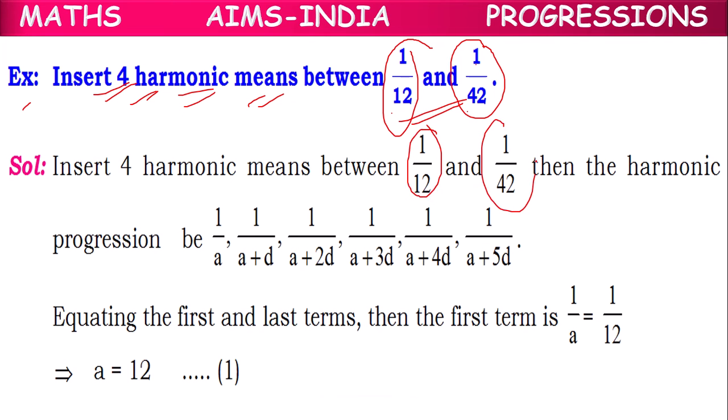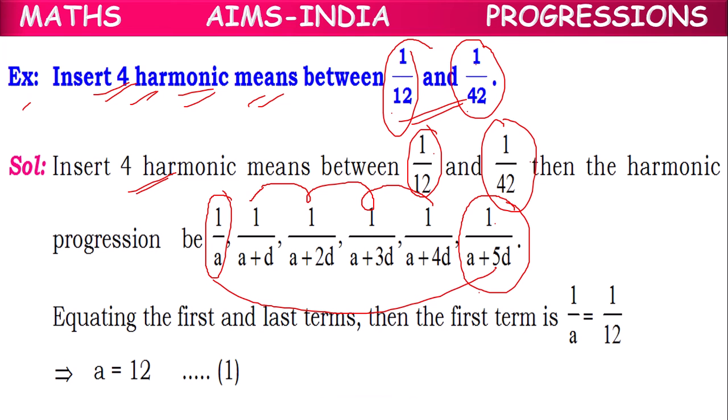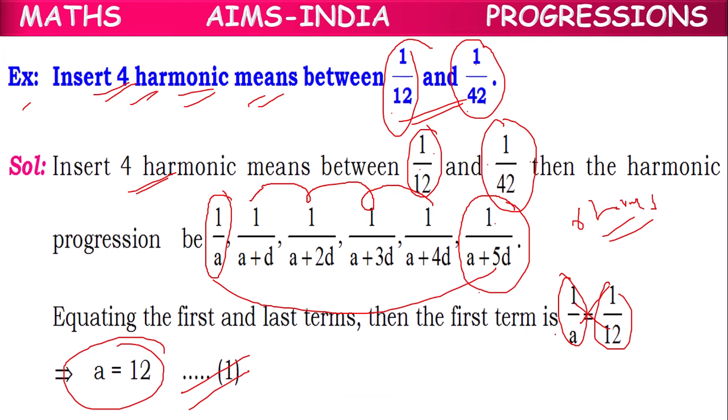Between 1 by 12 and 1 by 42, the 4 harmonic means will be, if we assume the first term as 1 by a, the next 4 harmonic means will be 1 by a plus d, 1 by a plus 2d, 1 by a plus 3d, 1 by a plus 4d, and the last term will be 1 by a plus 5d. Like this, we will have 2 plus 4, total 6 terms. If we equate, 1 by a will be equal to 1 by 12. If we do cross multiplication, we will get a value as 12.